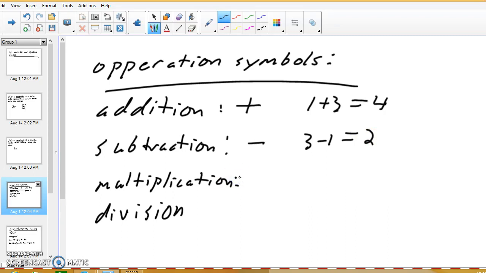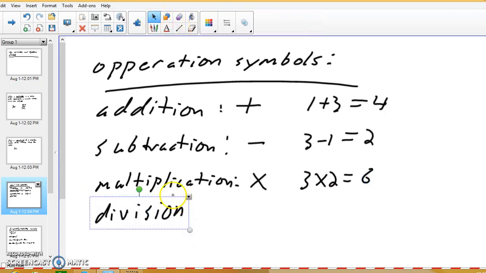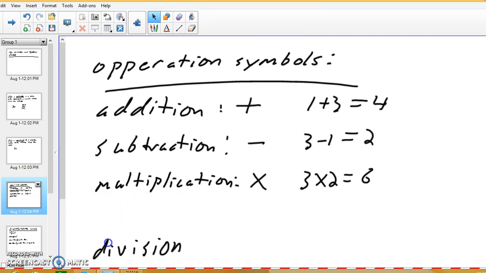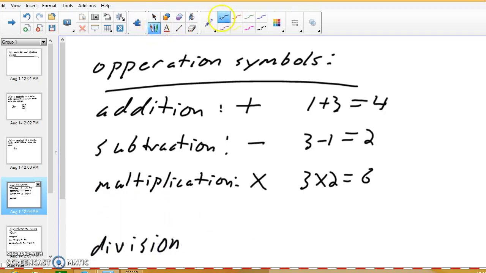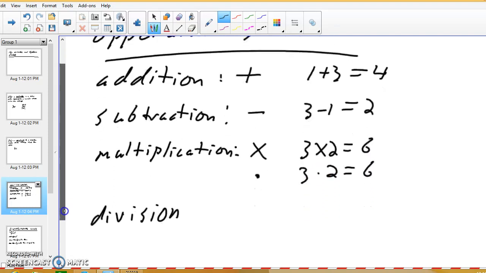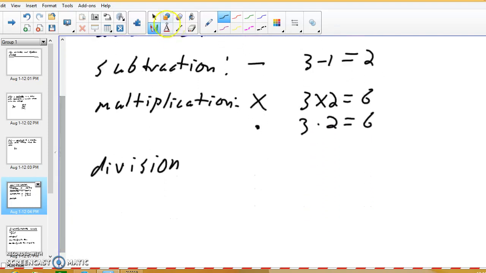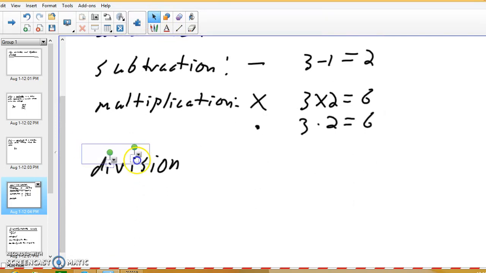Next one is multiplication, which can take many different forms. So the one that we're most familiar with is the x in the middle. So 3 times 2 is equal to 6. But multiplication can look many other ways too. So you can also use just a little dot, which you may have seen me use in past videos. So 3 times 2 is 6. That dot also represents multiplication. It's just something that's easier and quicker to signify multiplication.